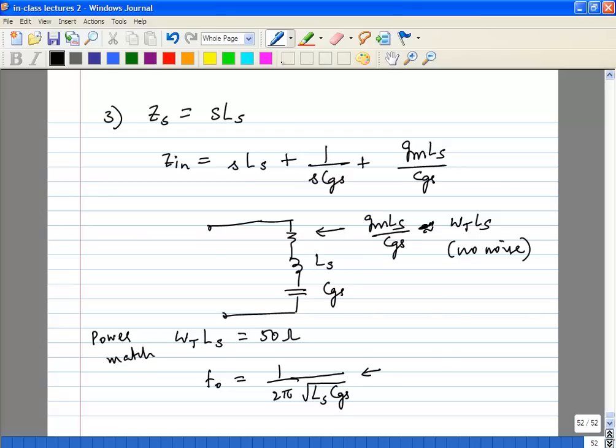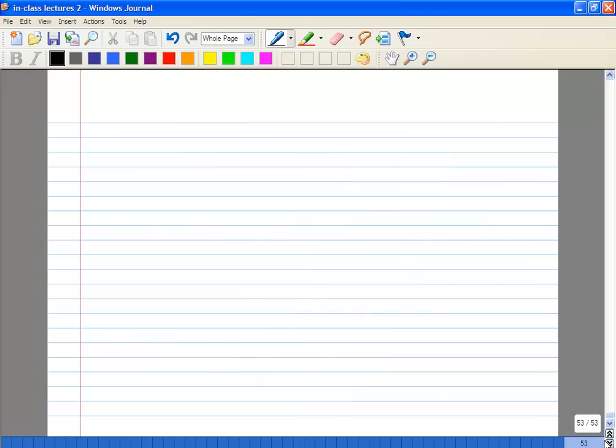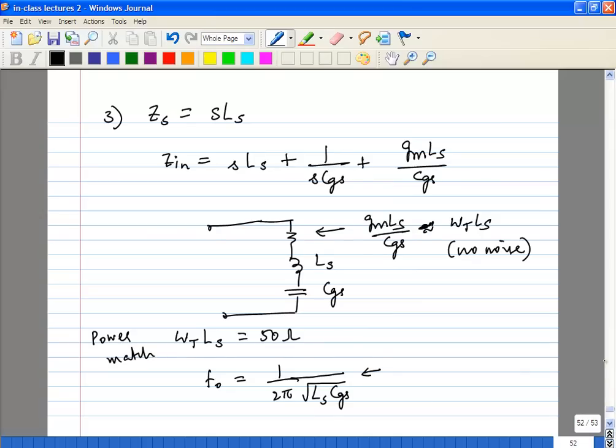So what you need is another degree of freedom. What we are going to do is add another degree of freedom by adding an inductor at the gate of the transistor. So we want to add another inductor in series with this resonant circuit.